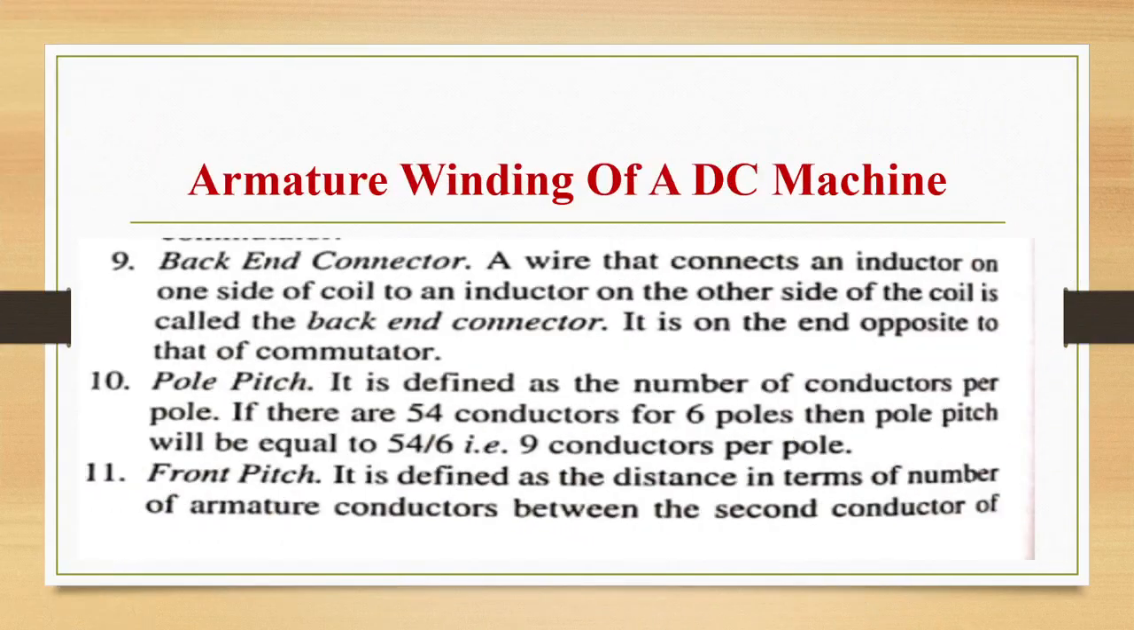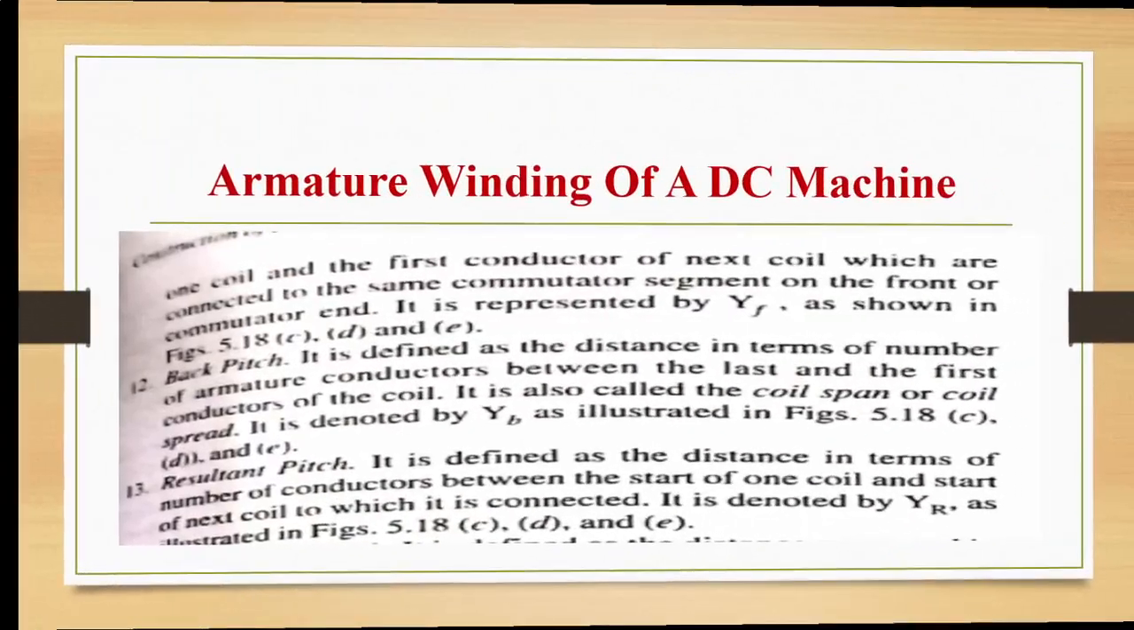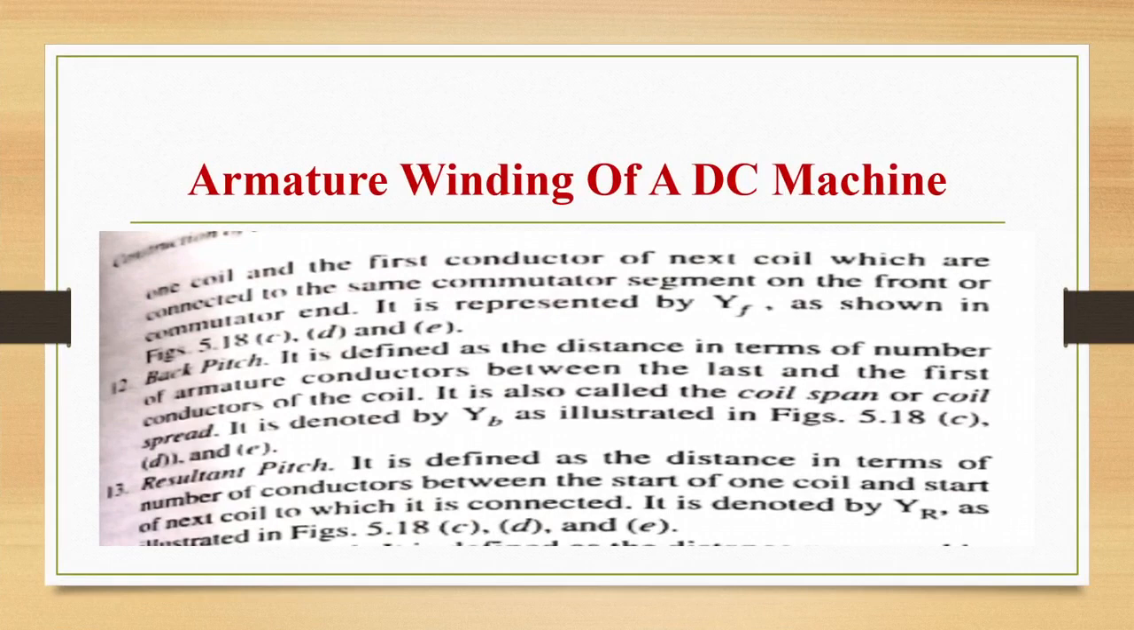Front pitch is defined as the distance in terms of number of armature conductors between the second conductor of one coil and the first conductor of the next coil, which are connected to the same commutator segment on the front or commutator end. Back pitch is defined as the distance in terms of number of armature conductors between the last and the first conductors of the coil. It is also called coil span or coil spread. It is denoted by YB.